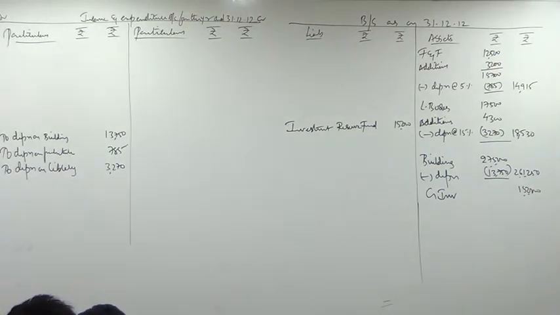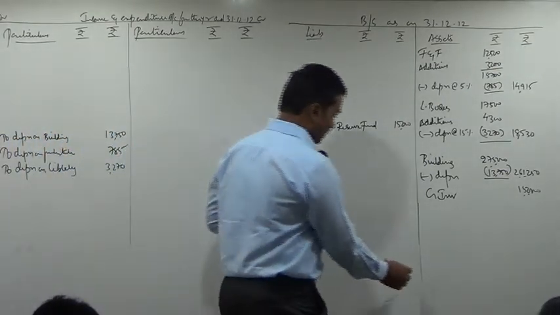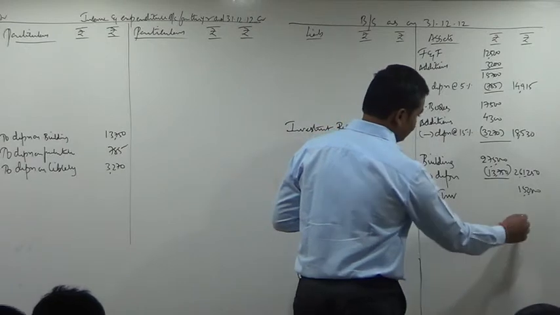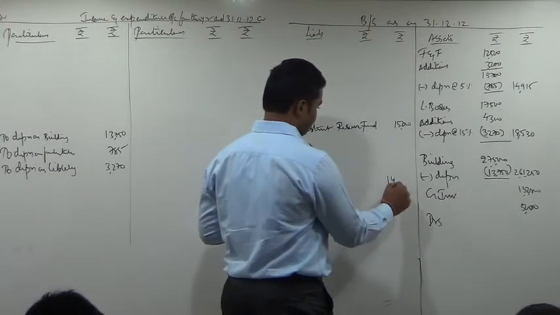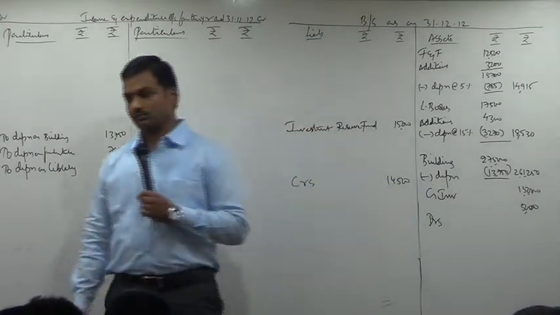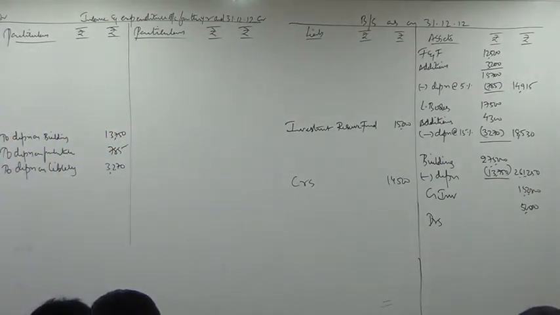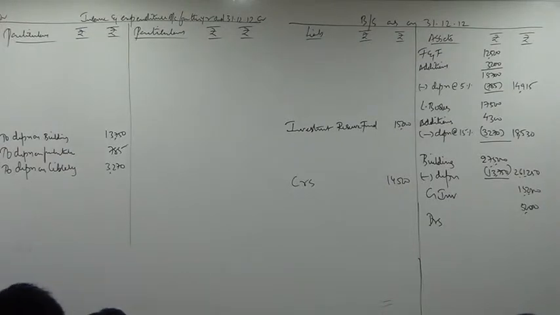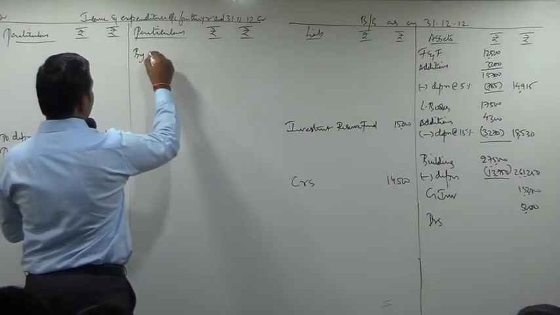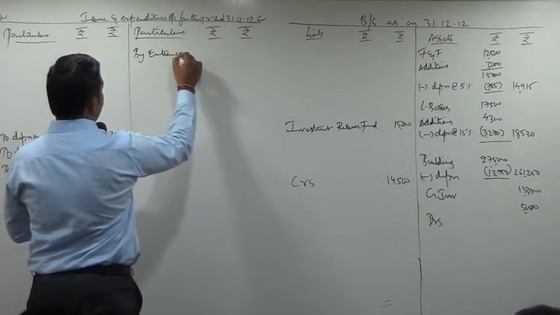Next, sundry debtors and creditors 5,000 and 14,500. Debtors how much? Creditors. Entrance fees 15,200. We'll transfer it to the income and expenditure account. Do you have any adjustment relating to entrance fees? No. How much?